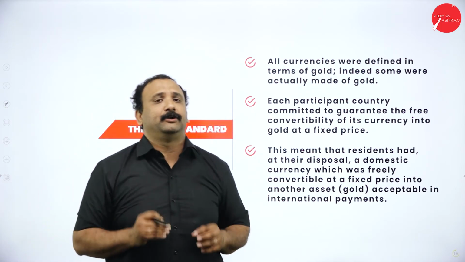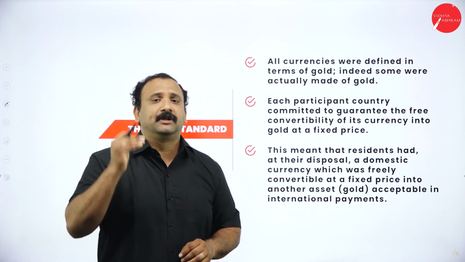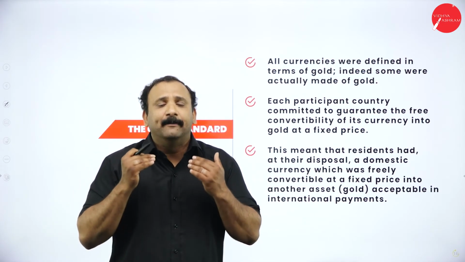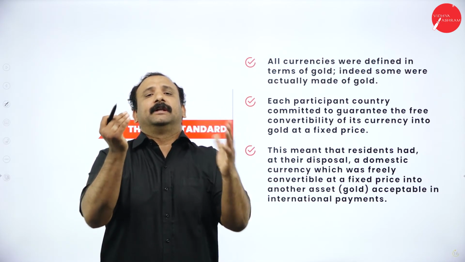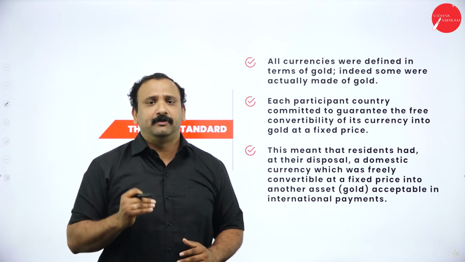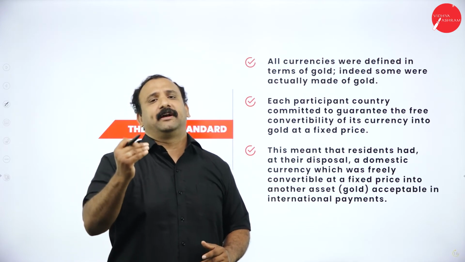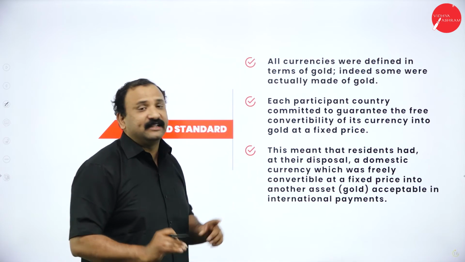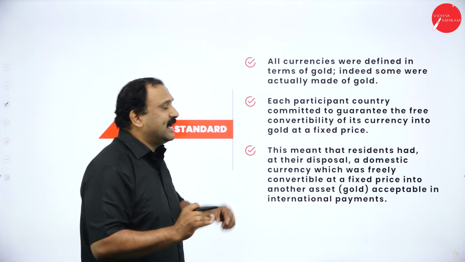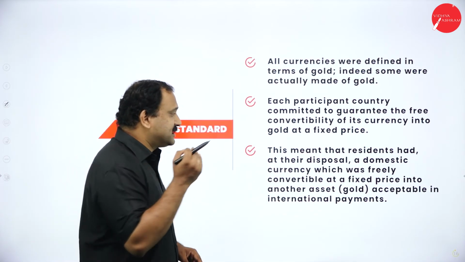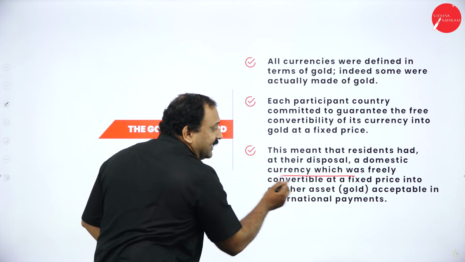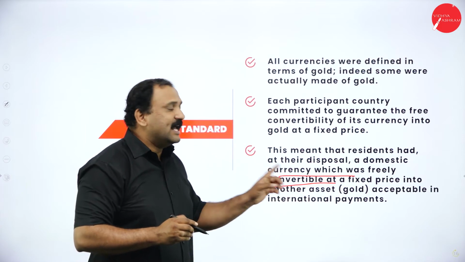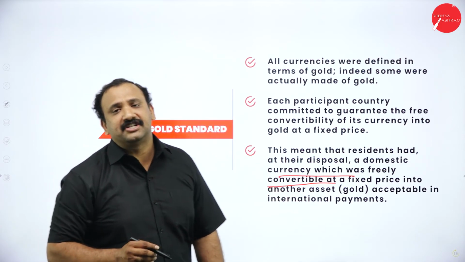So at any point of time, the country has to give a guarantee saying that to the value of gold, I am allowing the free convertibility of my currency, which means I will exchange my currency equal to the value of gold. This meant that the residents had at their disposal a domestic currency which was freely convertible at a fixed price into another asset acceptable in international payments.